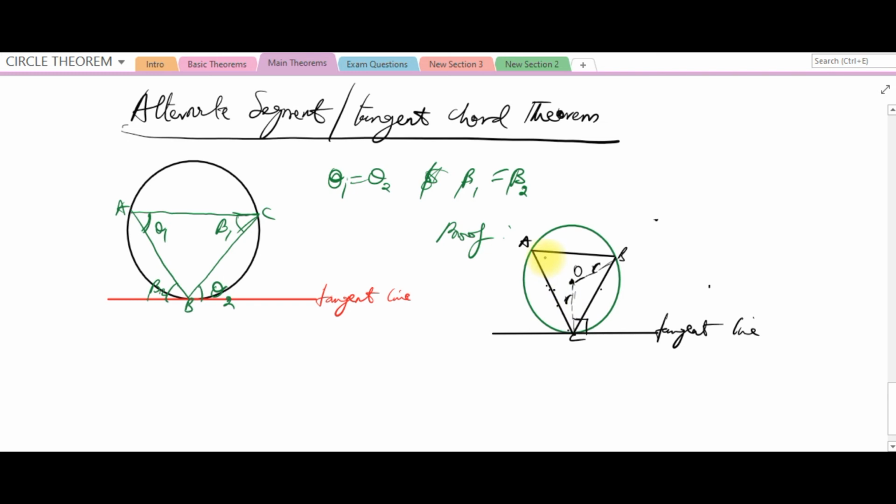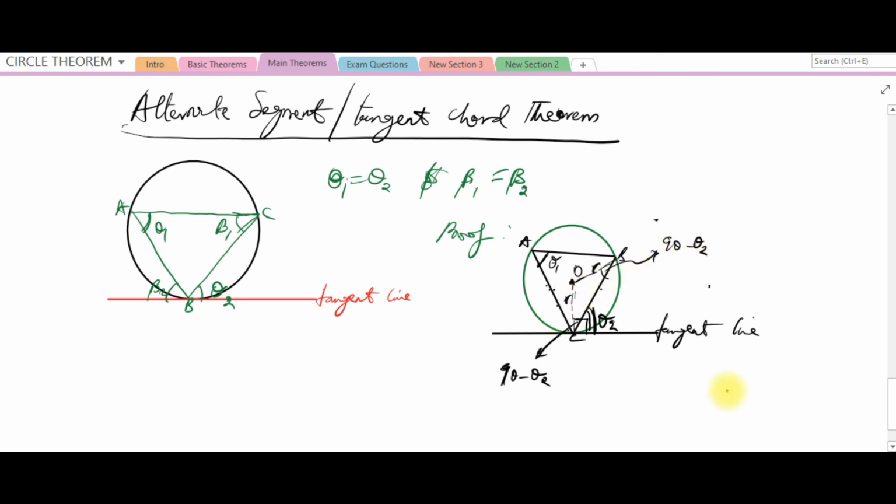Again, this is also a radius of the circle. Assuming here is theta 1, and this is theta 2, which is our main aim. You notice that the angle here is 90, the angle here is 90 minus theta 2, and also here 90 minus theta 2, because it's an isosceles triangle.